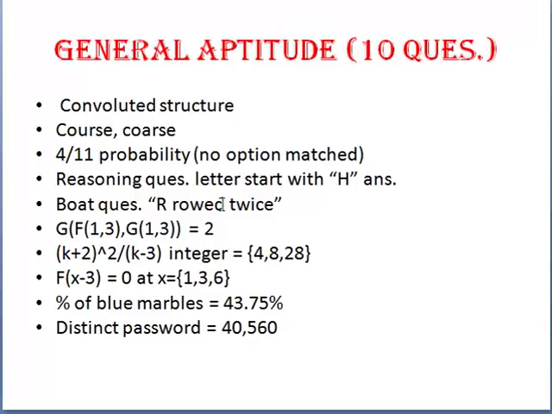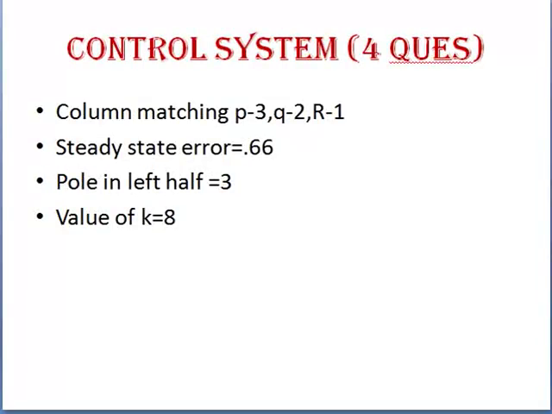And there was one more question, how many combinations are possible for a distinct password, where particular combinations are given. The answer to that question is 40560. So this is the general aptitude part. In total 10 questions were asked, and they are all covered in this section. Now we start the technical part.